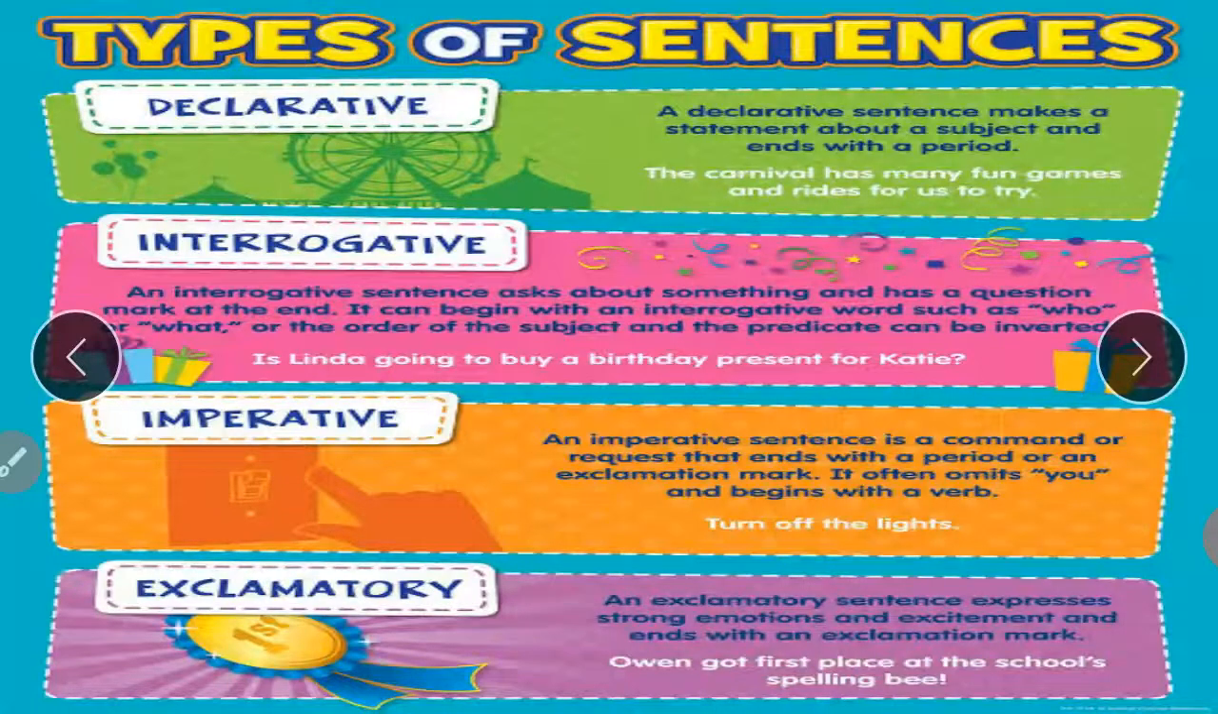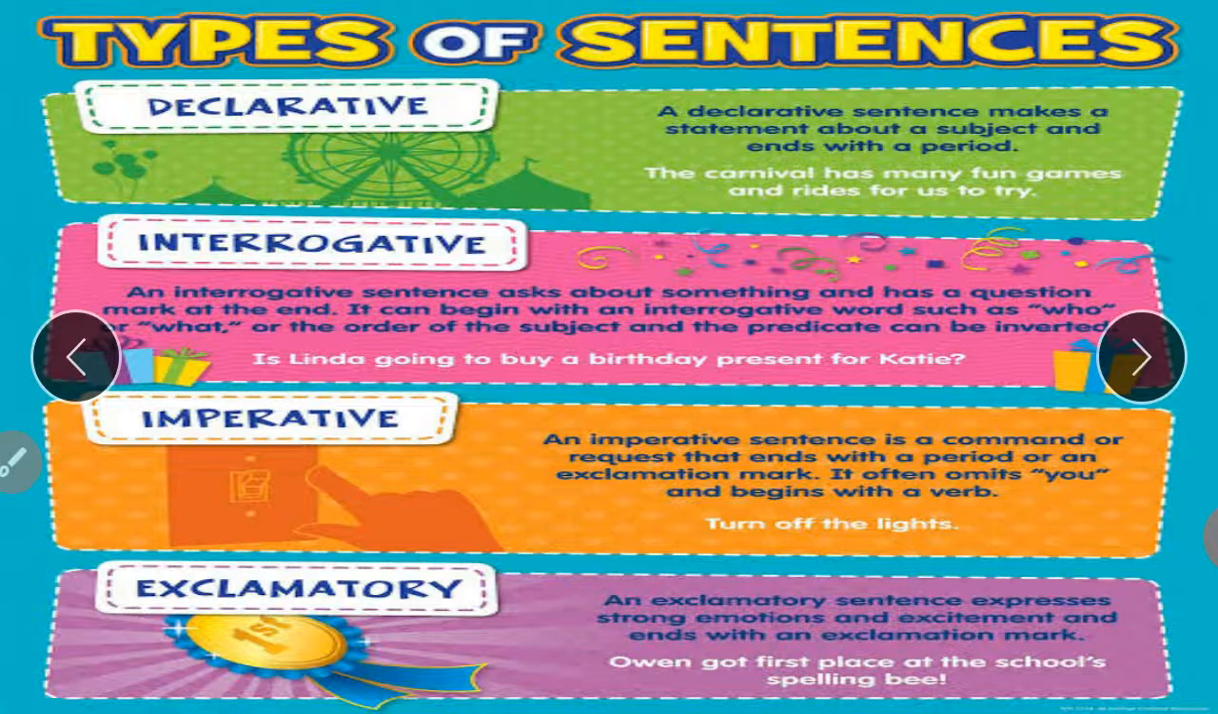So next we move to the interrogative sentence. What do you mean by interrogative sentence? An interrogative sentence is used to ask a question. The sentence has a question mark. You can easily identify the interrogative sentence. There is a question mark in the sentence. You can identify it as an interrogative.